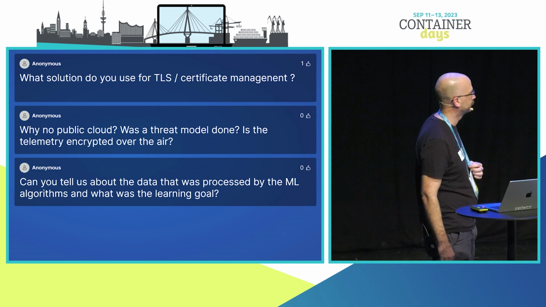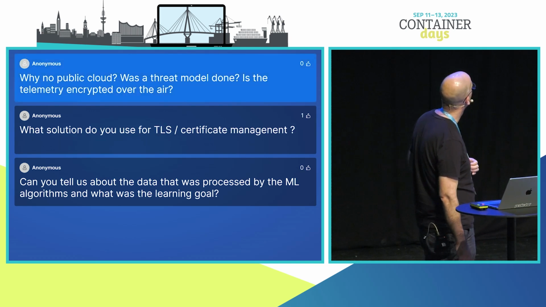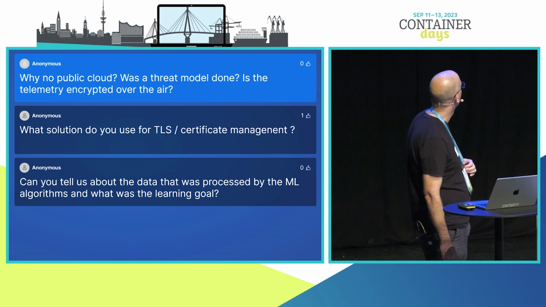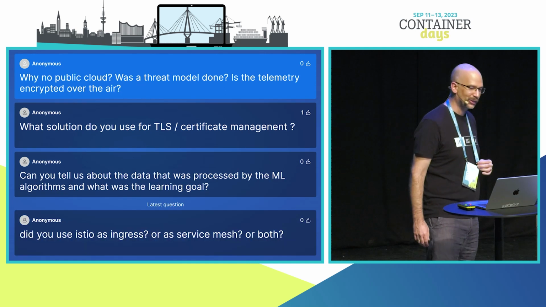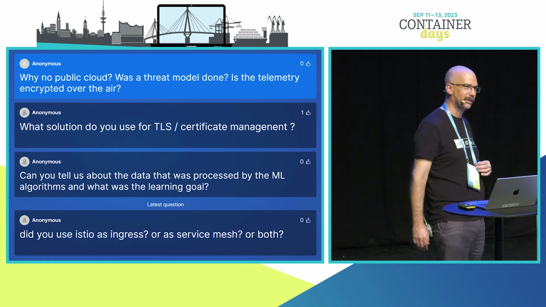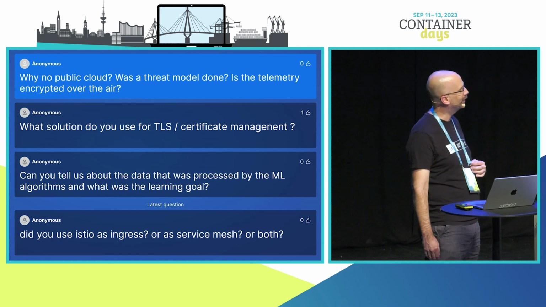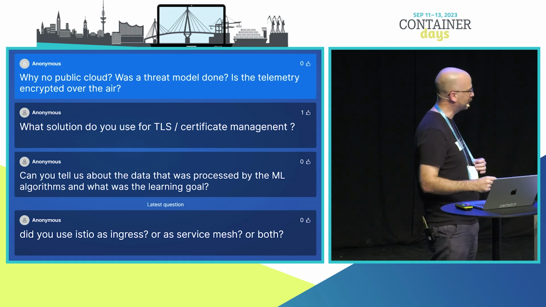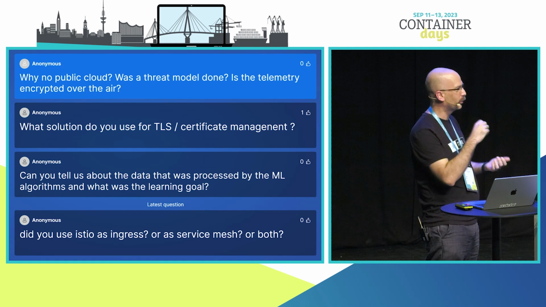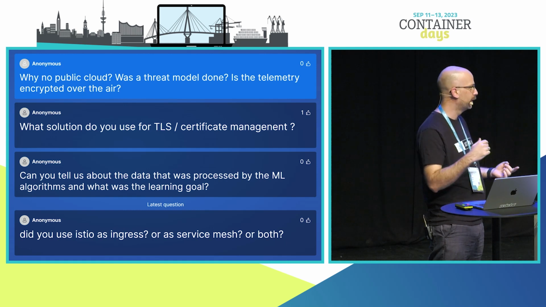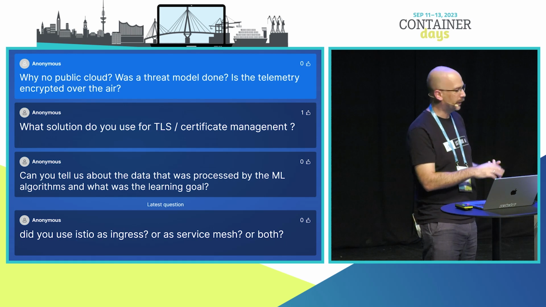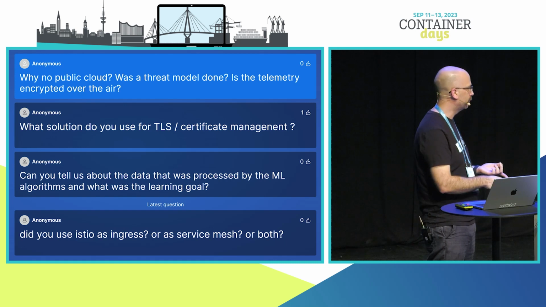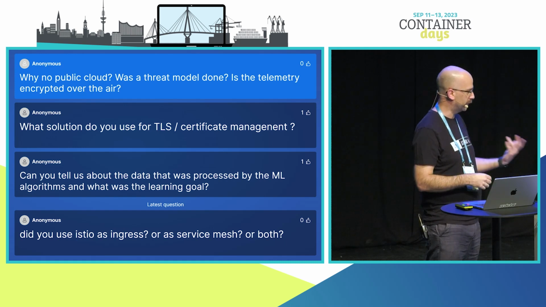Yeah. Cool. So the first question was, why no public cloud? Was there a threat model done? Is the telemetry encrypted over the air or space? Good question. I don't know exactly how that telemetry gets from the International Space Station down to ground stations. But I know that there is some encryption in there. There's also some custom compression, because at least back in the day, ISS Columbus went up in 2008, the bandwidth was quite a bit lower compared to nowadays.